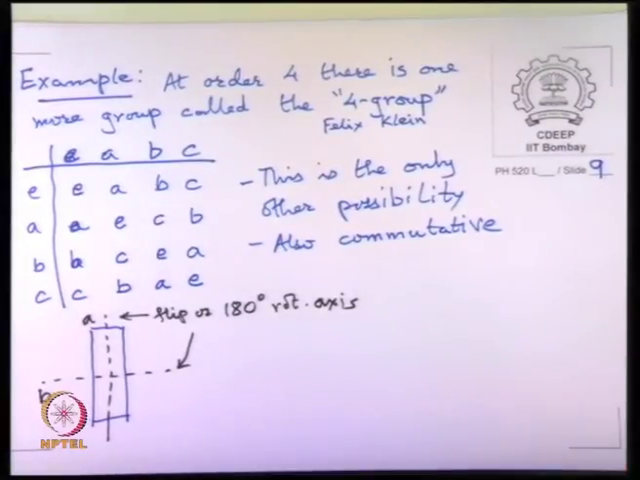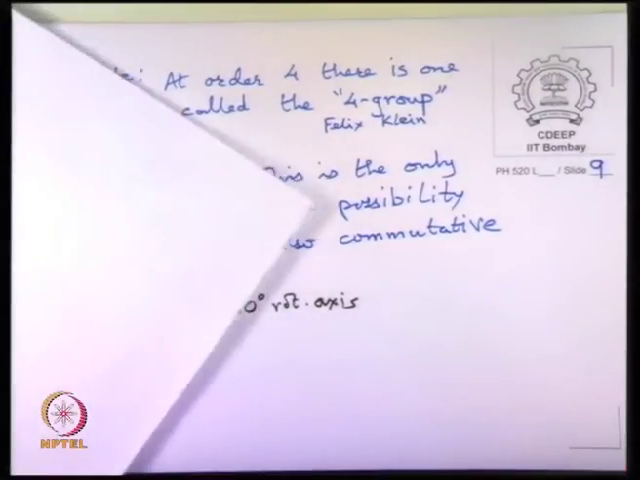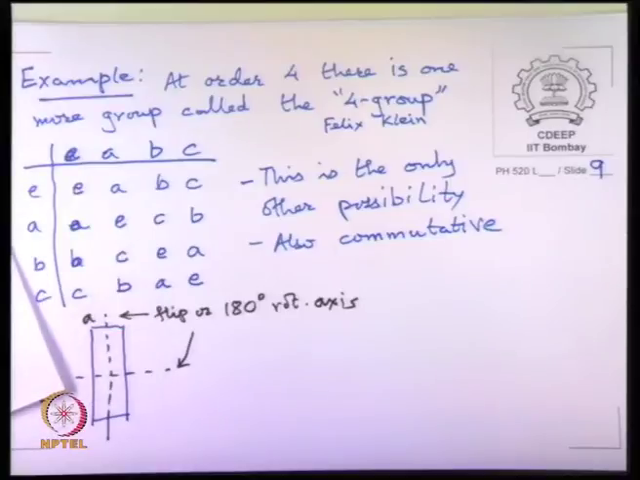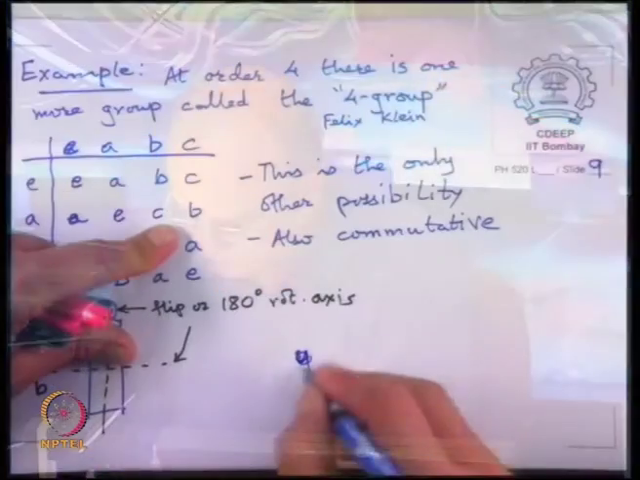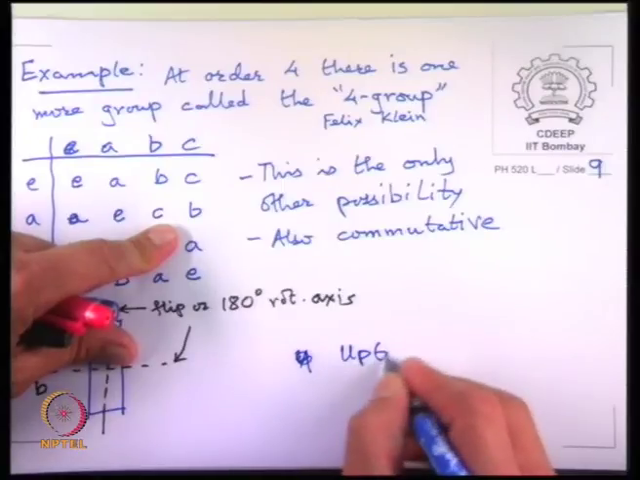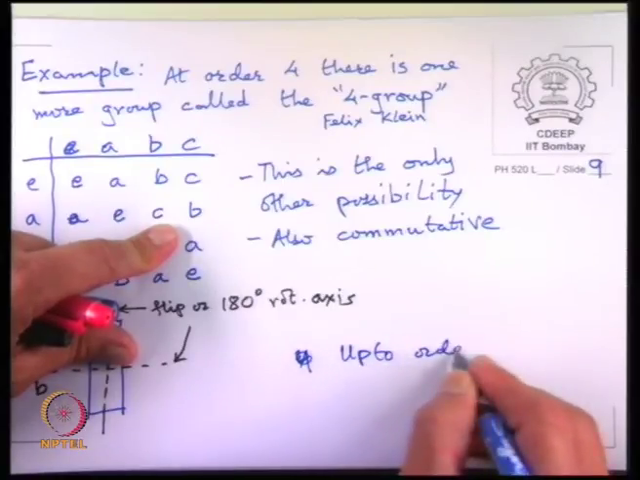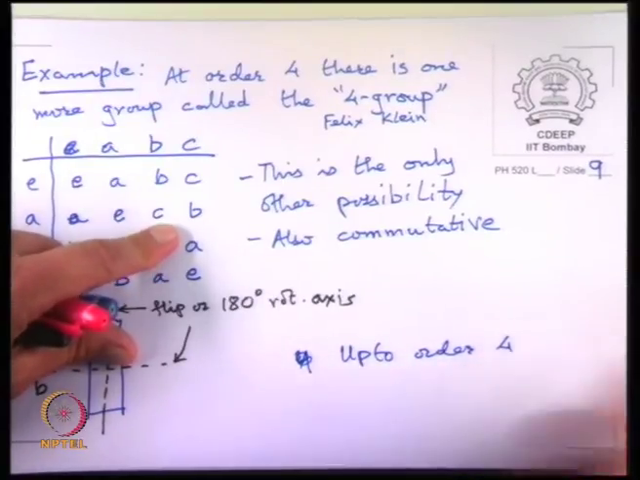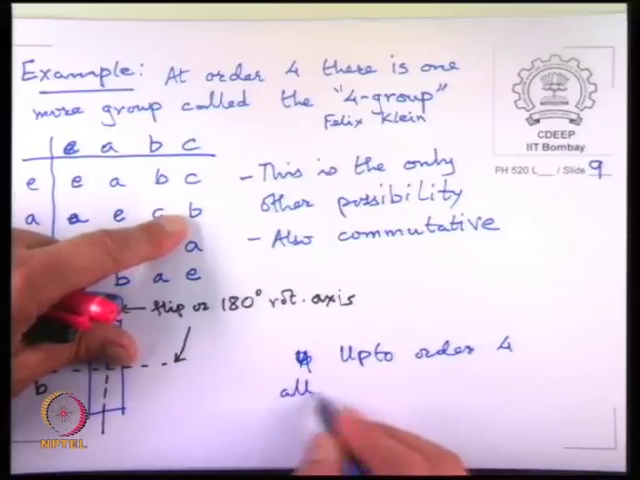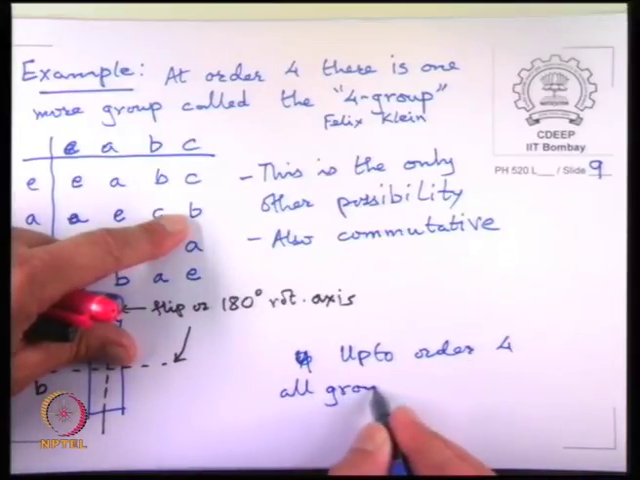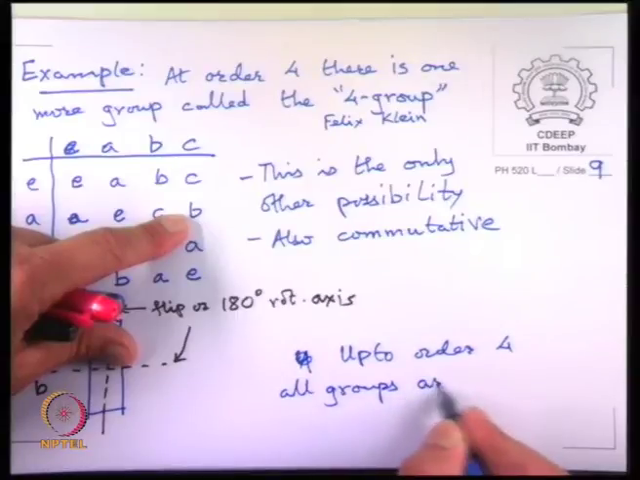So that more or less completes our examples of the lowest order, and we see that the lowest order examples are all commutative. Up to order 4, all groups are commutative.